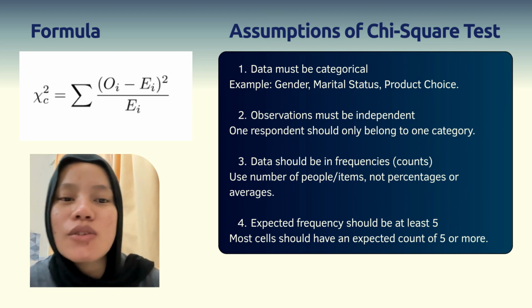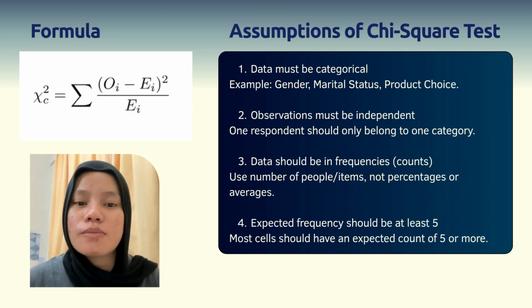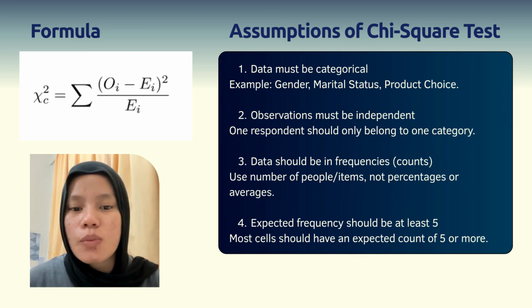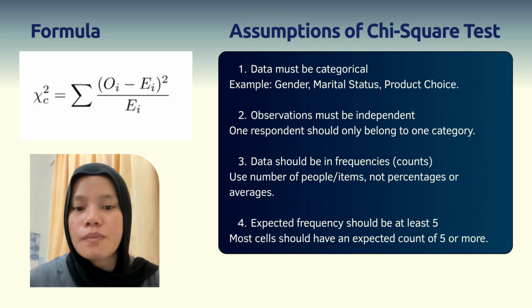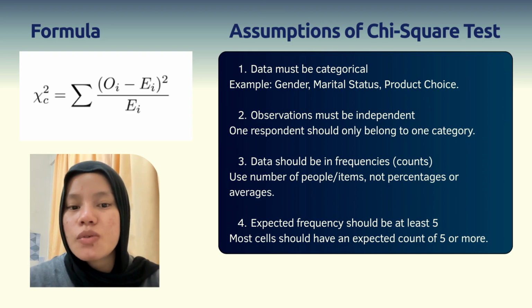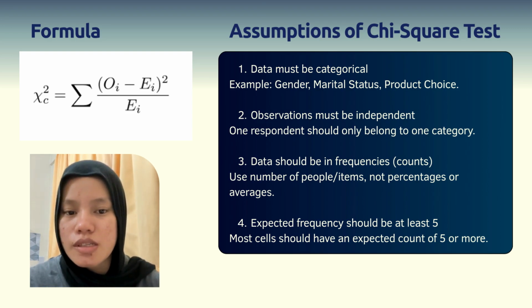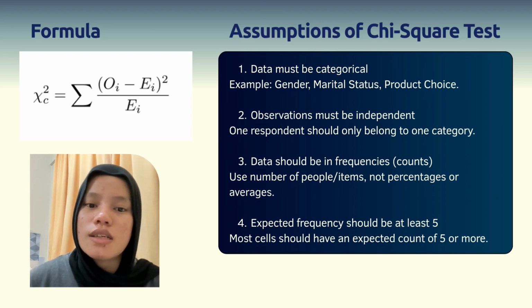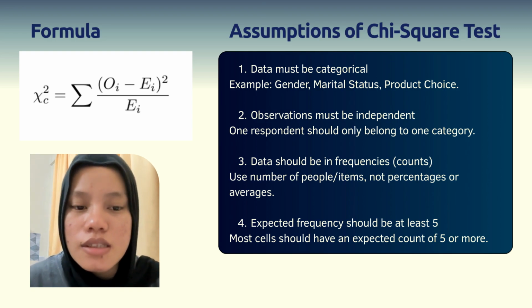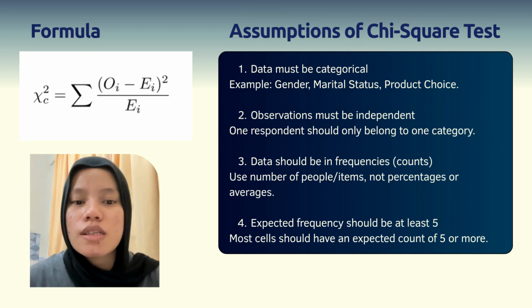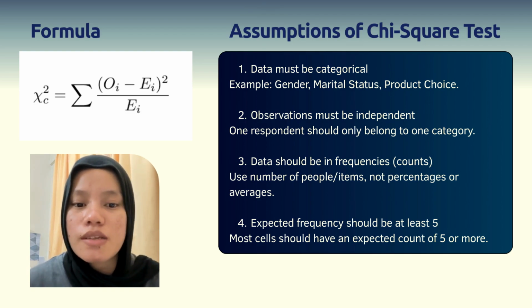Now, let's look at the formula and assumptions of the chi-square test. The chi-square formula compares the observed frequency with the expected frequency and calculates the overall difference between them. O represents the observed frequency and E represents the expected frequency. So the larger the chi-square value, the greater the difference between observed and expected frequency.